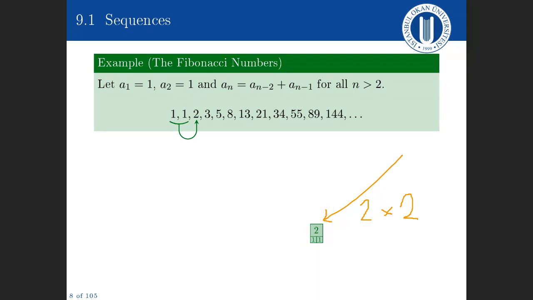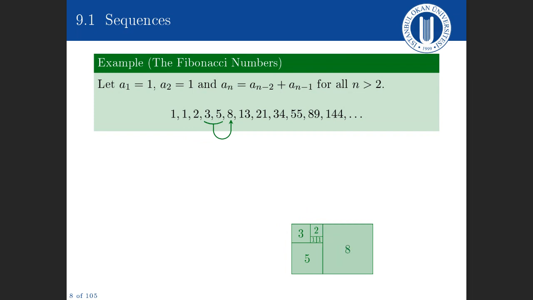And then for the fourth term in the sequence, we do 1 plus 2 is equal to 3. Now, because of the way we're adding them up, you see we can put the squares touching in this picture. A square of side 3 touches a square of side 2 and a square of side 1. And then the next term, 2 plus 3 is 5, 3 plus 5 is 8, and so on.